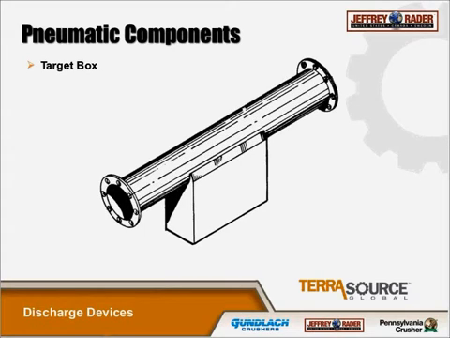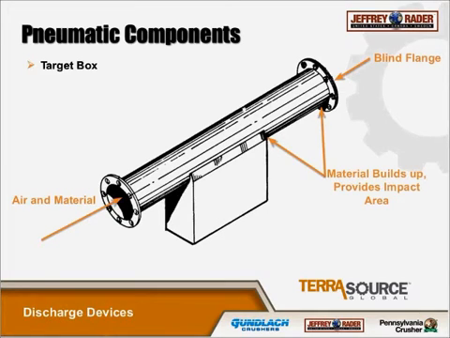Here's a target box. The way this works is you have air and material entering here. This blind flange at the end allows for an area for the material to build up and provides an impact area, and then the air and material discharges out the bottom into a bin. Since there's no separation of air and material with this device, you need to have some sort of vent in the bin to prevent an explosion.